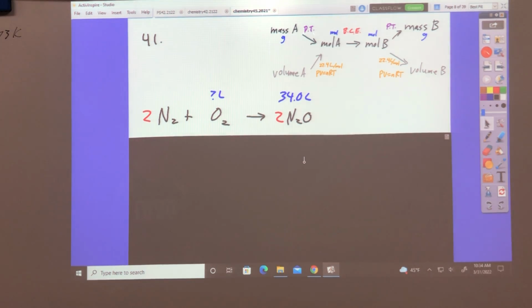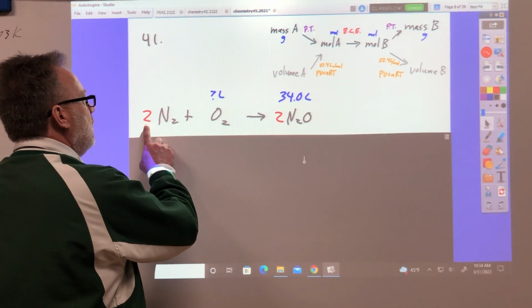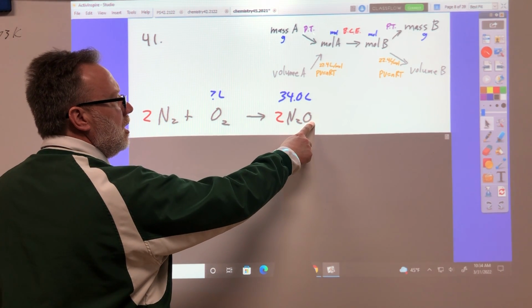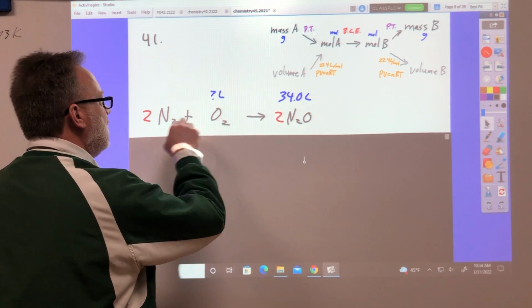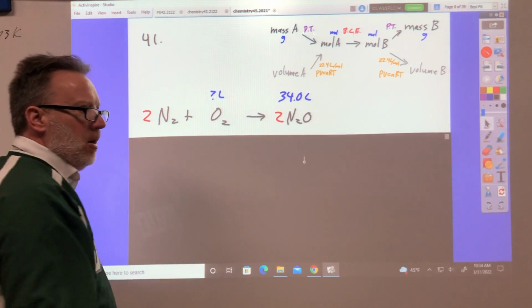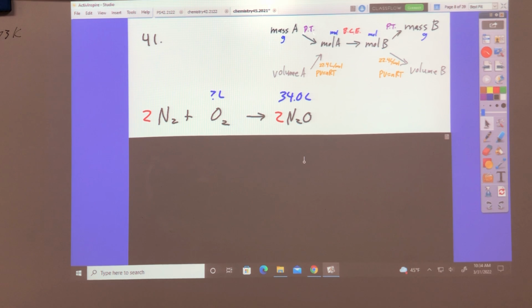So it's N2 plus O2, give me N2O. I have 1 times 2 is oxygen. There's an oxygen, so I need a 2 in front. That 2 means I have to have a 2 here. We have 34 liters N2O. We need to know how much oxygen we're going to use.